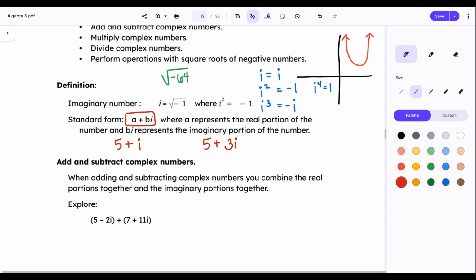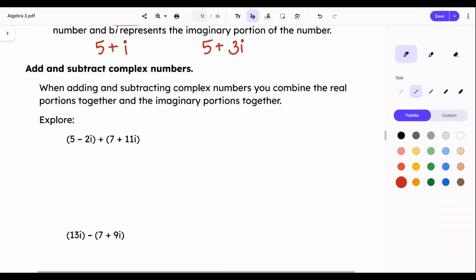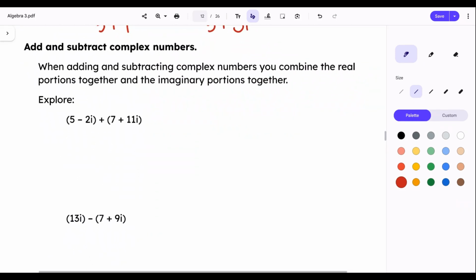So what I want us to get into first is how we add and subtract. When you're adding or subtracting complex numbers, think about what you would do when you had like terms. You would look for things that look similar and put them together. So when I look at these two, I would notice that there's a 5 and there's a 7. Those are both real numbers, so I should be able to combine them together. And then I see a negative 2i, and I see a plus 11i.